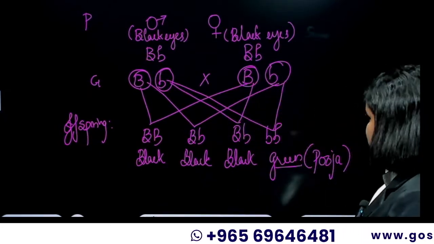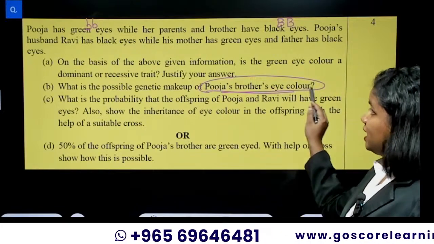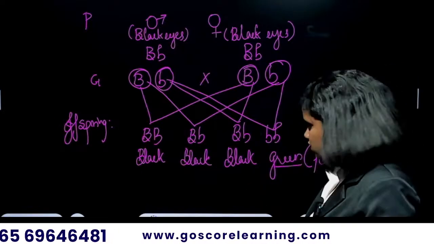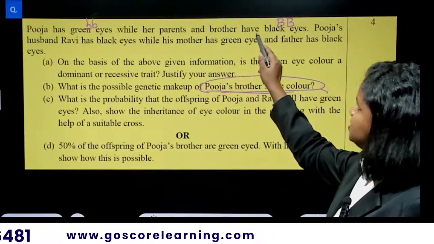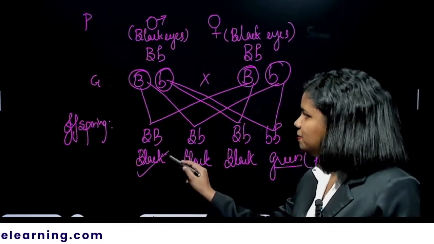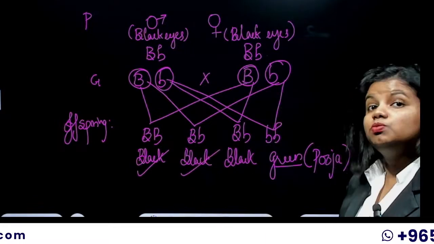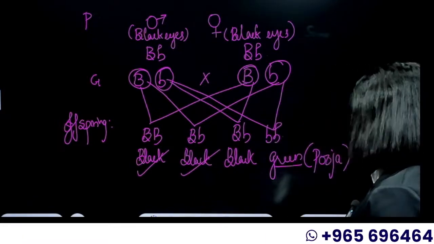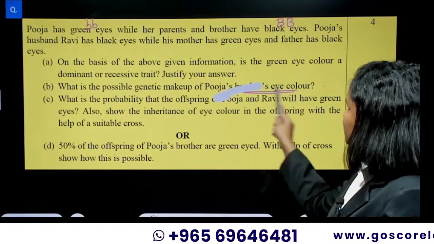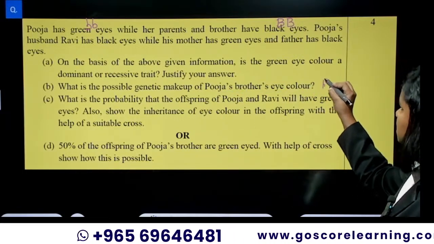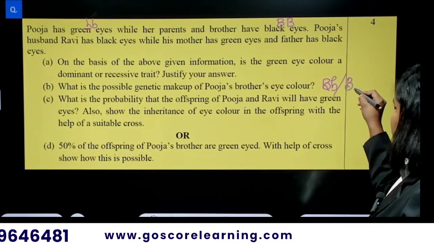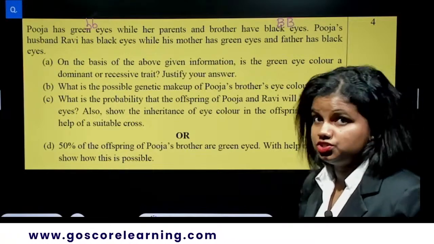Now our question is, what is the possible genetic makeup of Pooja's brother's eye color? Pooja's brother has black eyes, which is given in the question, right? It's already given. Her parents and brother have black eyes. So her brother can be capital B capital B or capital B small b. We cannot assure it from that part of the question, so we can simply put it like that. Her brother's genetic makeup can be capital B small b, or capital B capital B. It depends. We don't know which.